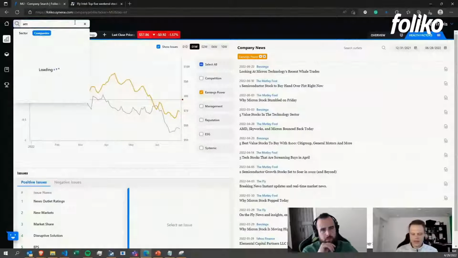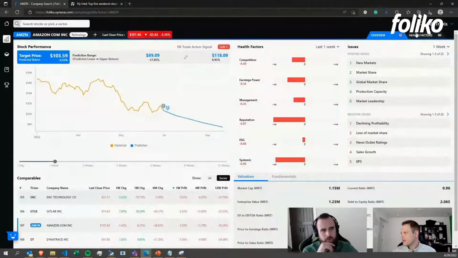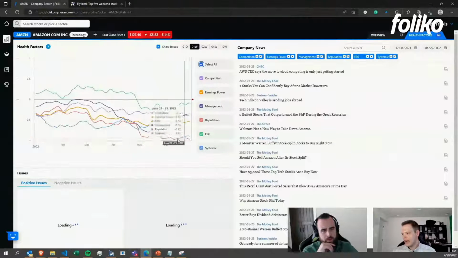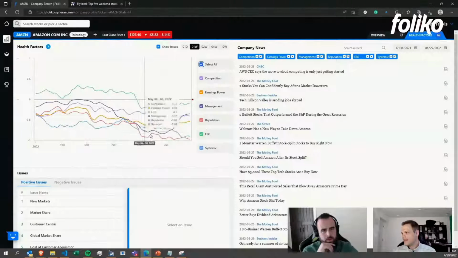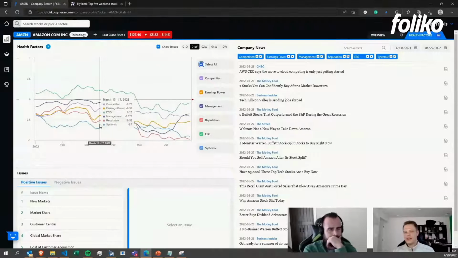So let's go to Amazon real quick. So Amazon's health factors reputation is absolutely in the tank right now. Reputation is bottoming out. It is in particular much more than a lot of their other health factors. Now, that is probably due to some really negative news. You're not going to get down that low without some serious negative news spikes. But it is really hurt by the fact that typically Amazon's reputation scores are actually really high.